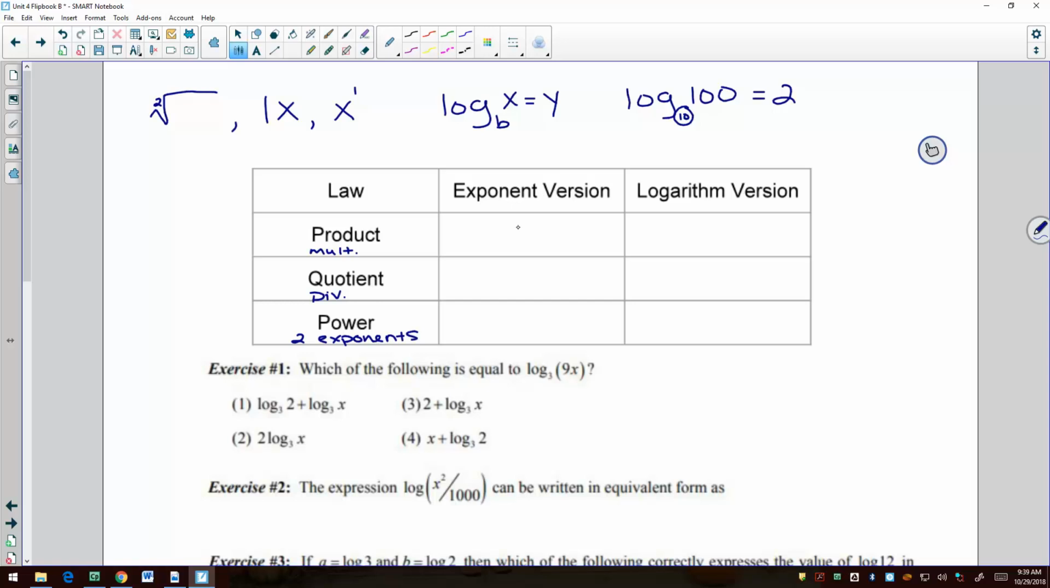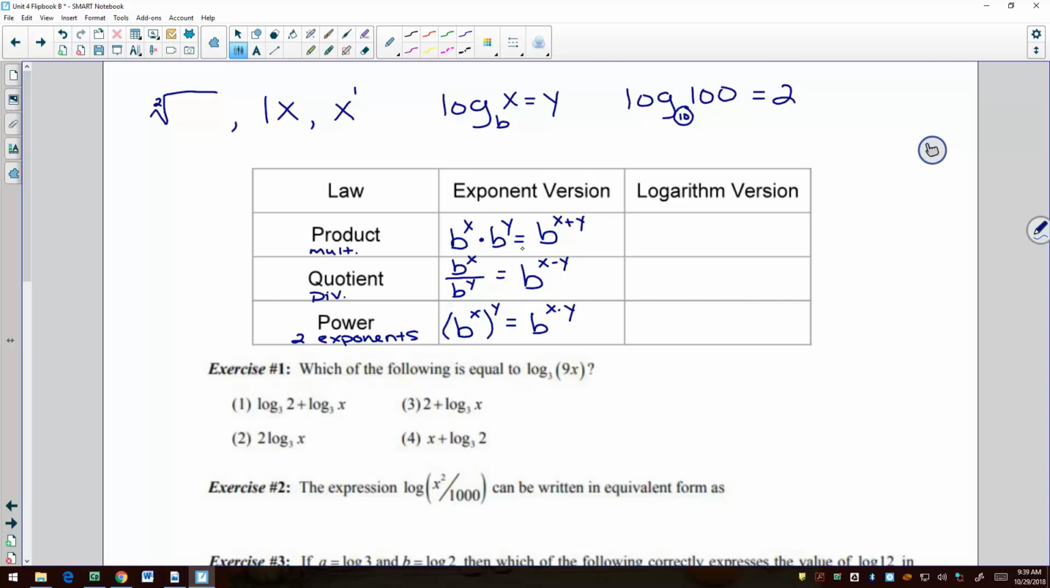Okay, so the exponent version, when you are multiplying with common bases, so for example, b to the x times b to the y, so they both have a base of b, you add the exponents to get a single base of b. For quotient, I will stick with b. If you had b to the x divided by b to the y, you will recall you subtract the exponents to get a single base of b. And then if you had 2 exponents, so b to the x to the y, so you have 2 powers, you multiplied.